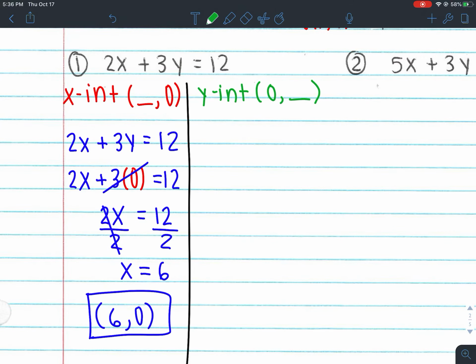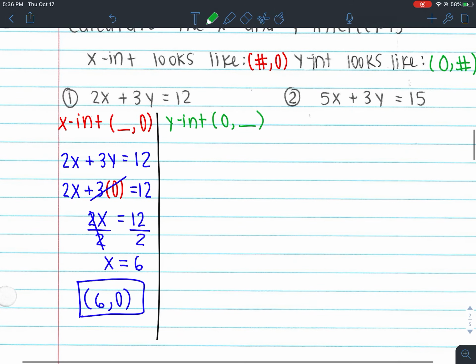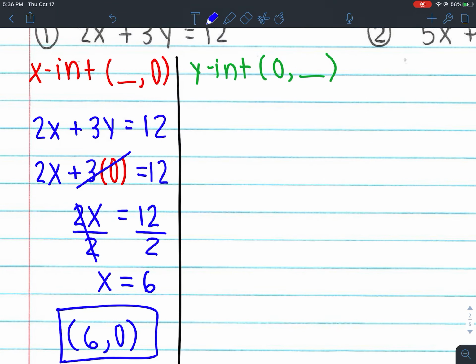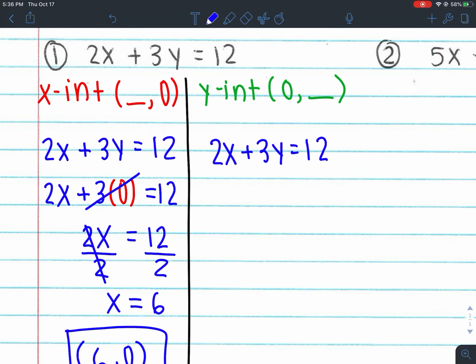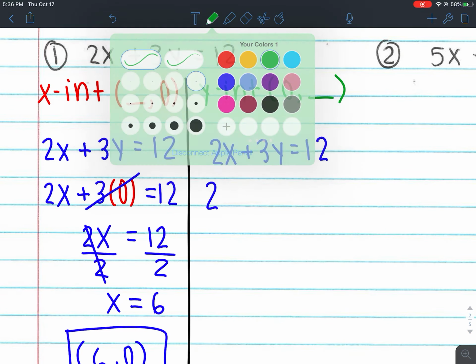Now I'm going to do the same thing, but with the y-intercept. I have 0, number, right? I have 0, blank. I don't know what that number is yet, so I'm going to solve for it. The first thing I'm going to do is write down that equation again from the beginning. Now what do I do this time? Well, this time I'm going to plug in a 0 for x, because the x value is 0. And I know it's going to be 0 because a y-intercept always has an x value of 0.